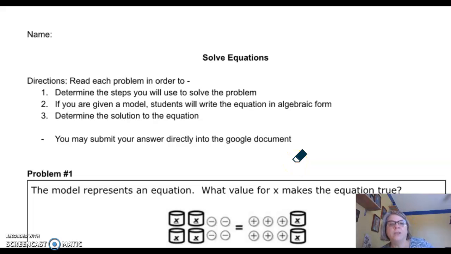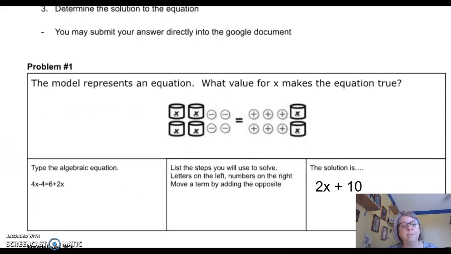Today we're going to be solving equations without the calculator, so we don't have that much to do. But first of all, we're going to determine the steps that we're going to use to solve the problem. And if we're given a model, we're going to just translate the model into an algebraic equation, and then we're going to use our steps to solve the equation.